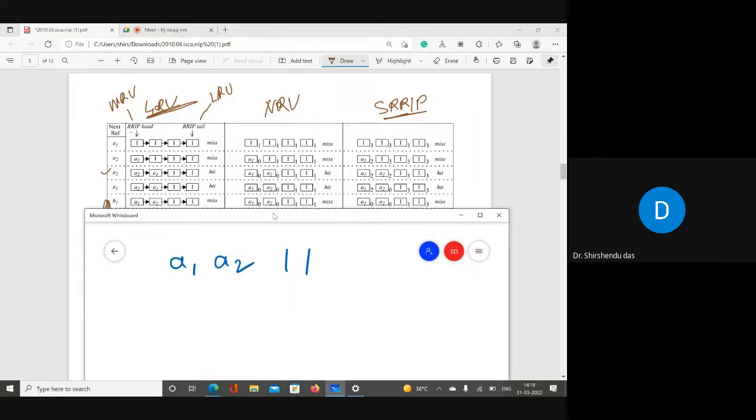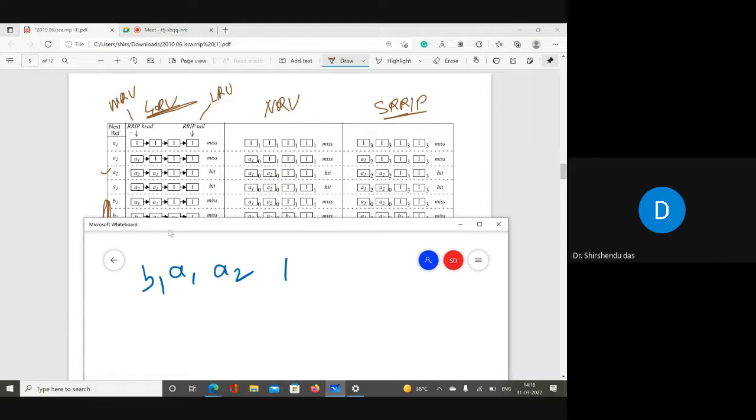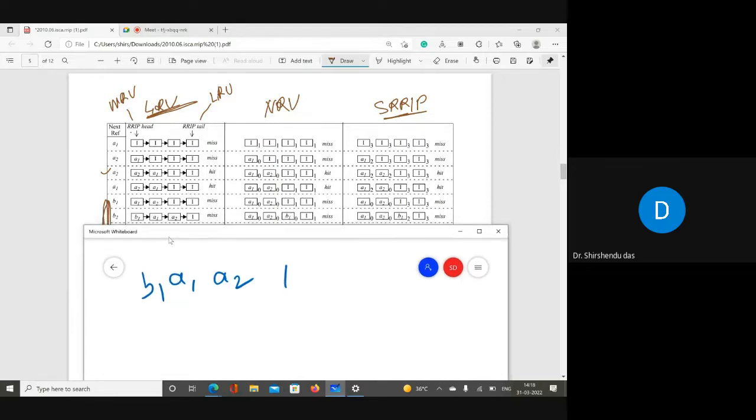Okay, now it is requesting B1. When it requests B1, B1 is not here, so there will be a miss. And now the sequence will be B1, A1, A2, I. So if I go down, see, B1, A1, A2, I. Now in this moment, if the core requests B2, then again there will be a miss here, and now the sequence will be B2, B1, A1, A2.